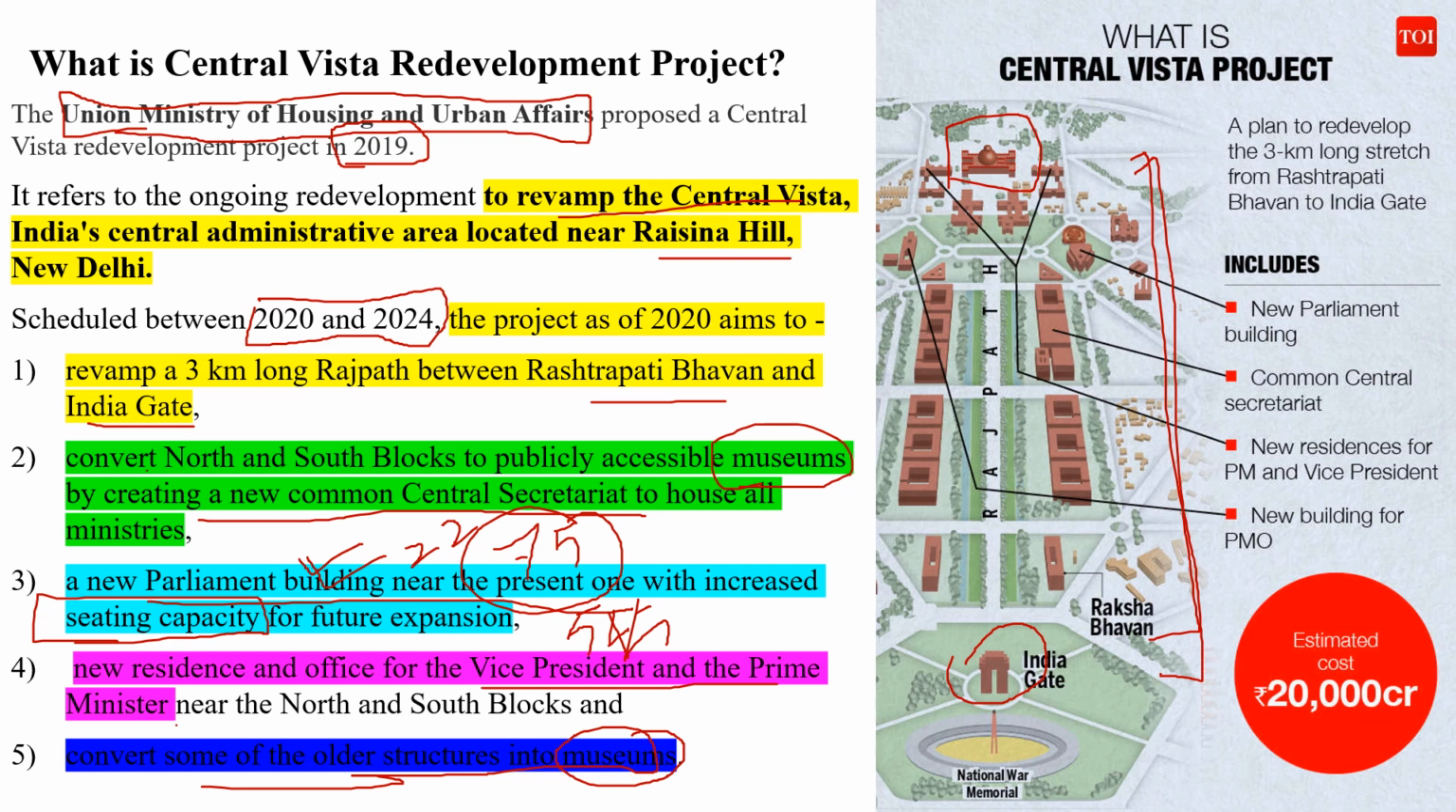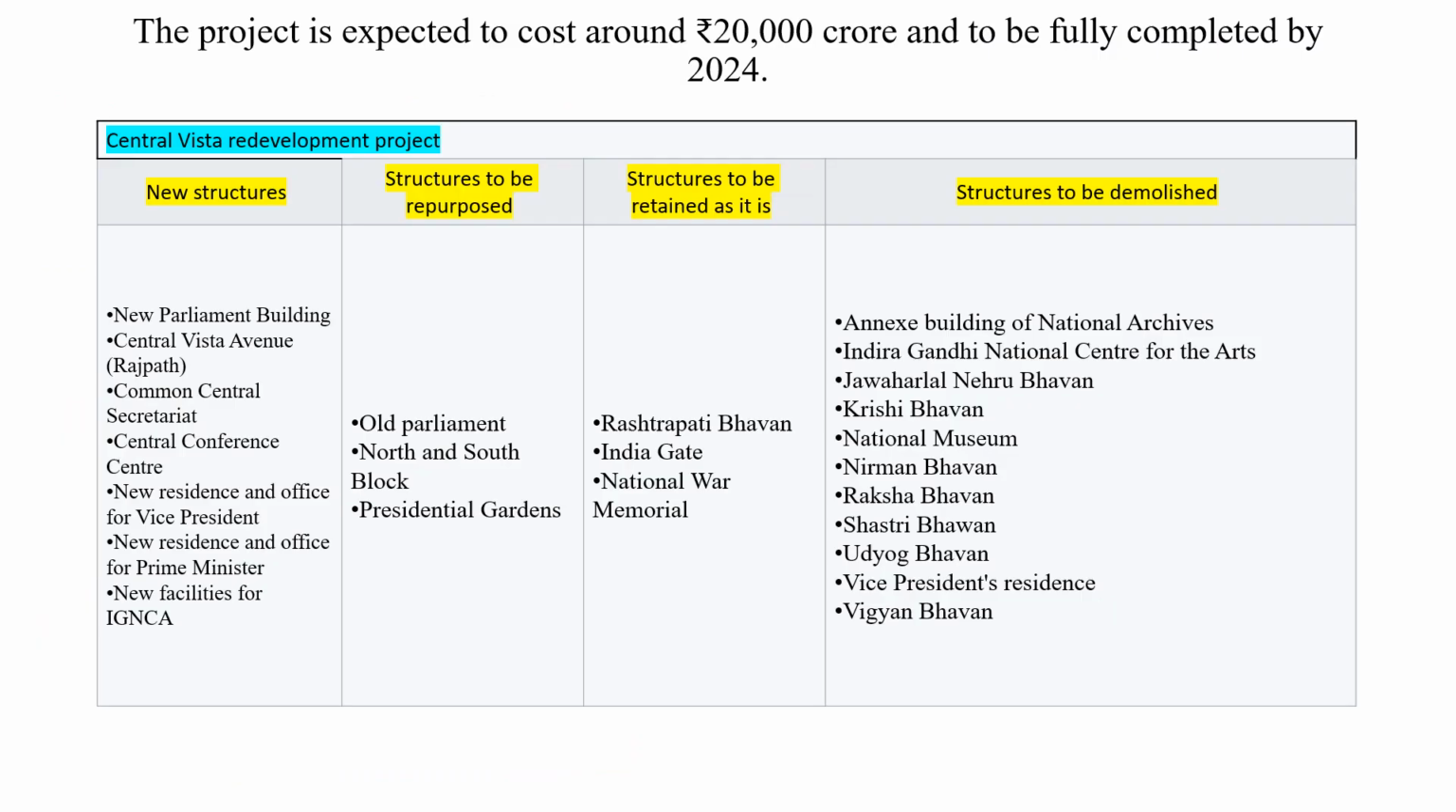So what is the estimated cost of this? Almost more than 20,000 crore rupees. So this is the estimated cost of the Central Vista redevelopment project. So here I have mentioned all the details regarding this plan.